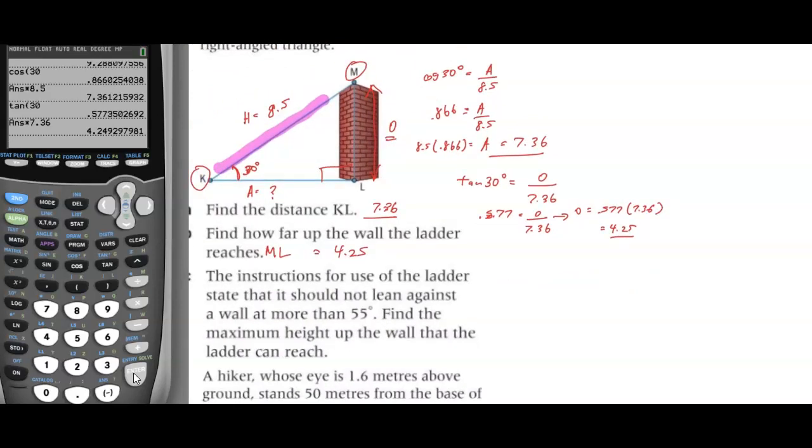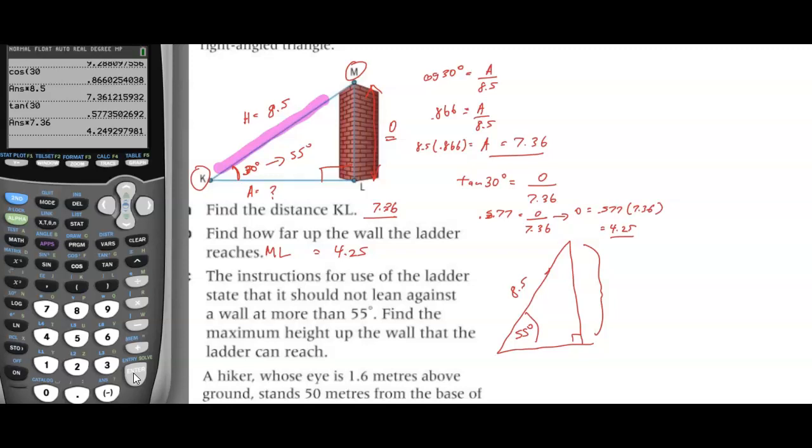meters, right? C. The instructions for use of the ladder state it should not lean against the wall at more than 55 degrees. Find the maximum height up the wall that the ladder can reach. So what it's saying here is this 30 degrees could be as much as 55 degrees. That would look kind of like this. Then how far up would it reach? So in this case, the hypotenuse is still 8.5, right? Because that's the length of the ladder.